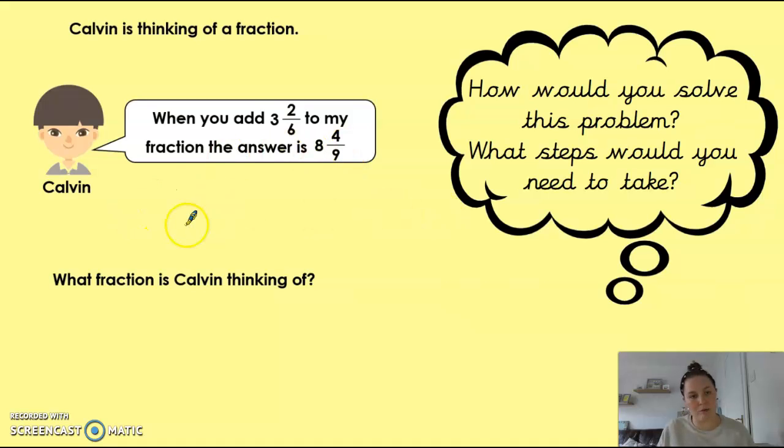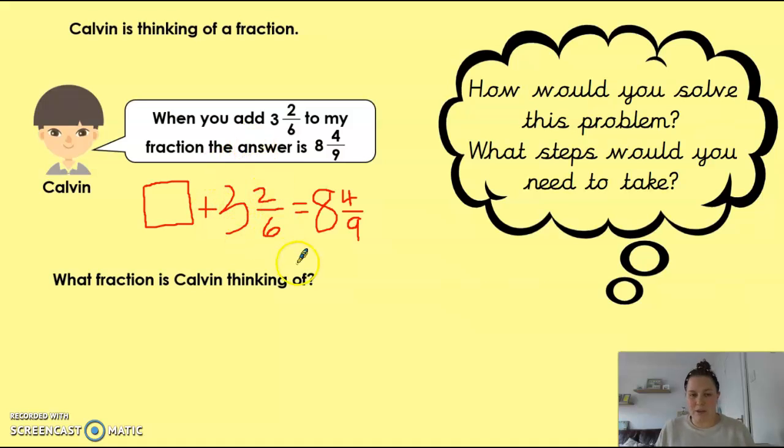So let's think how that would write it out. So when I add 3 2/6 to the number, so let's make this missing box my number, the answer is 8 4/9. So that's a way of writing it out.